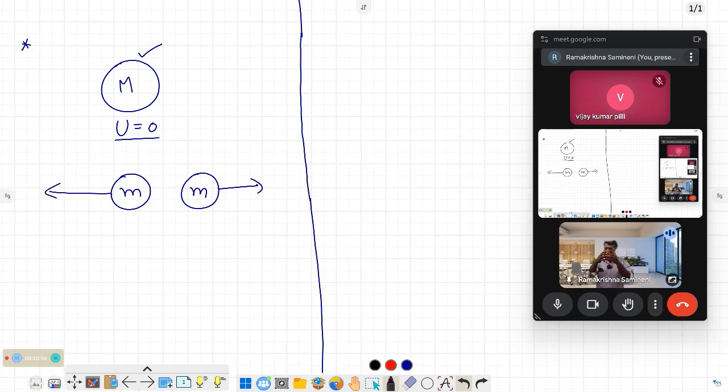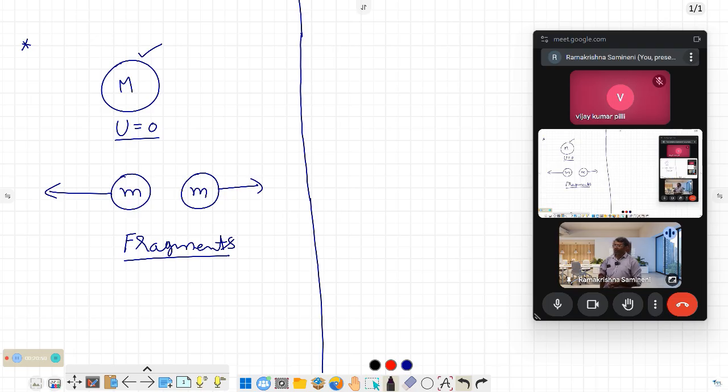When the bomb blasted, both will move in opposite directions. What are those both small m's? What are the small m fragments? We are calling them fragments. Fragments in a bomb means pieces. A bomb when blasted into pieces, that is called fragments.